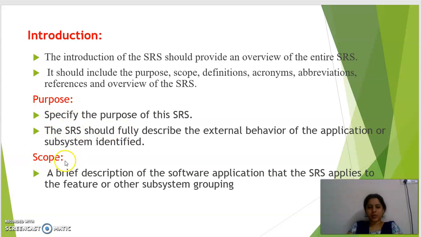And coming to the scope, it is a brief description of the software application that the SRS applies to, the features or other subsystem groups. Mainly in scope, we explain the limitations of the system or areas of the business, what the system will do and what the system will not do. All those things are specified in the scope.